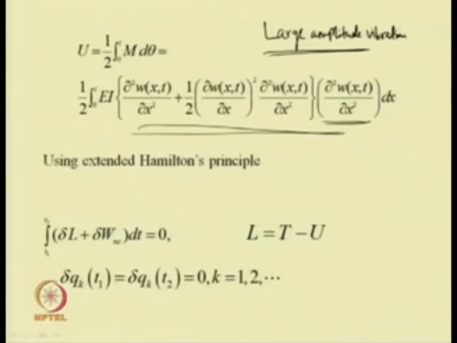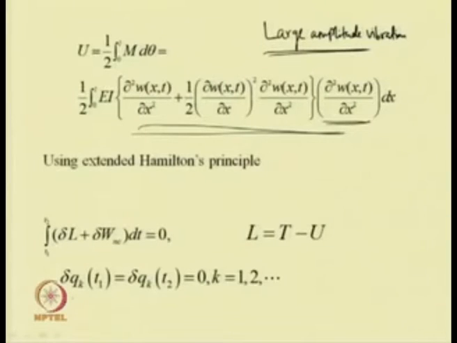So, one can find the equation of motion by using the formula del L plus del W nc by del t equal to 0, where L is the Lagrangian of the system, equal to T minus U. While deriving this equation, one can take del q k, where q k is the generalized coordinate.